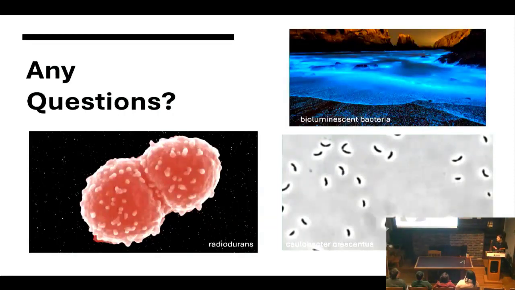And before I ask for any questions, I just wanted to show you my cells, which are here. They're Caulobacter crescentus, and they kind of look like bananas, and they grow in really polluted places, so they're quite good for that kind of thing. And then this is just bioluminescent bacteria, which is awesome. And then this is radiodurans, which is a bacteria that was found living outside the International Space Station for over a year. And that's the end.